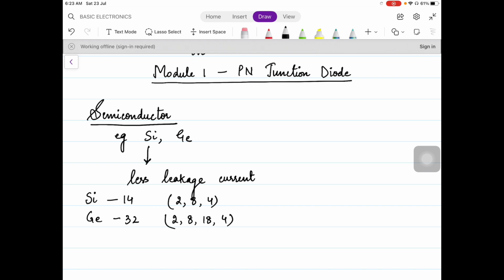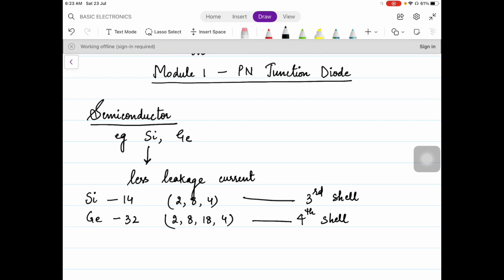Now, as we can see, the valence electrons of germanium are in the fourth shell, whereas the valence electrons of silicon are in the third shell. That means the force of attraction between nucleus and valence electrons is more for silicon compared to germanium. So when we supply a very small amount of energy in the form of heat to both the semiconductors, in case of germanium the valence electrons will get free very easily because they are lying in the fourth shell, having less force of attraction between them and the nucleus. So they will become free very soon.